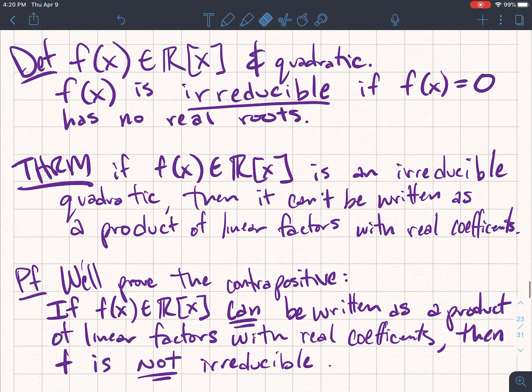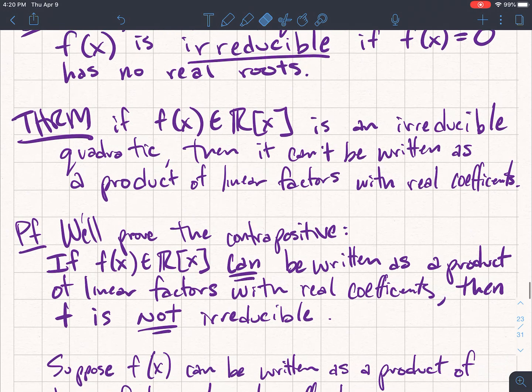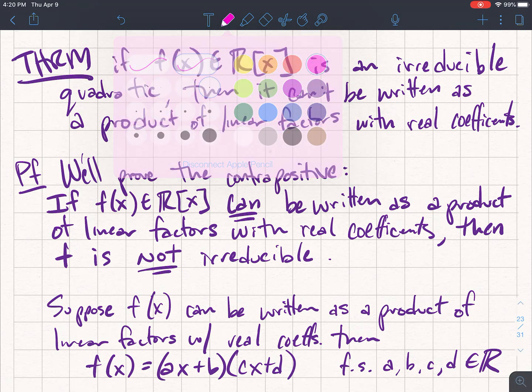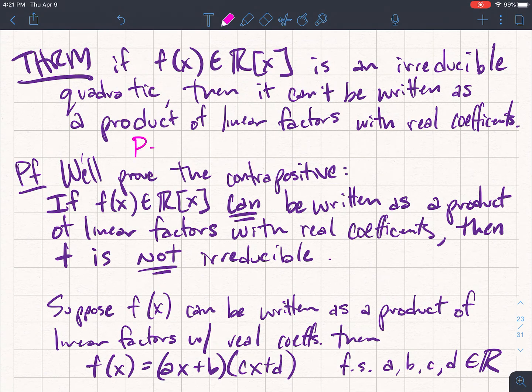So this theorem here, we're going to prove it using the contrapositive. The contrapositive says if f is a polynomial with real coefficients and it can be written as a product of linear factors with real coefficients, then f is not irreducible. As a quick side note, what's a contrapositive? If you have a theorem that says if p, then q, your contrapositive says not q, then not p. The contrapositive is logically equivalent to the conditional statement. So if you prove the contrapositive, you prove the other one too.